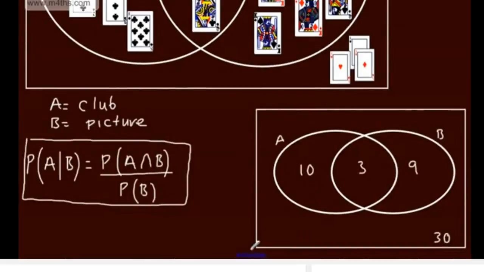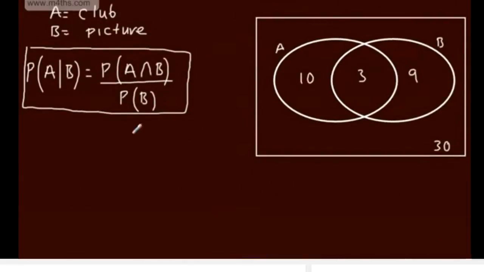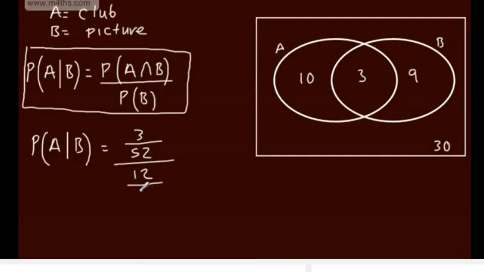Now, if we went to the numbers only, we can just work this out by using the formula. And with the addition one, this can be manipulated in many ways as well. So the probability that I get A, which is a club, given that it's also a picture, is going to be the probability of A intersection B, which is going to be 3 of the 52 cards, divided by the probability of B, which is going to be 12 of 52 cards. Quite clearly, the 52s cancel, leaving us now with 3 over 12, which of course is 1 over 4.